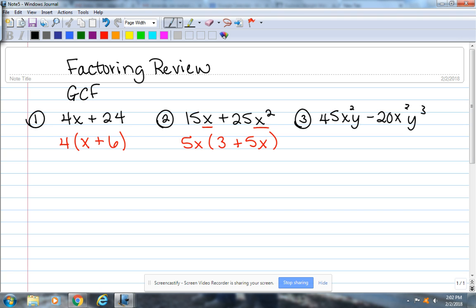So I put a y in there too. And that's what x squared. Okay, so let's just talk about, let's do GCF first, okay? Let's do the numbers. The largest number that goes between 45 and 20 is what? 5. Y'all agree with that? Yep.